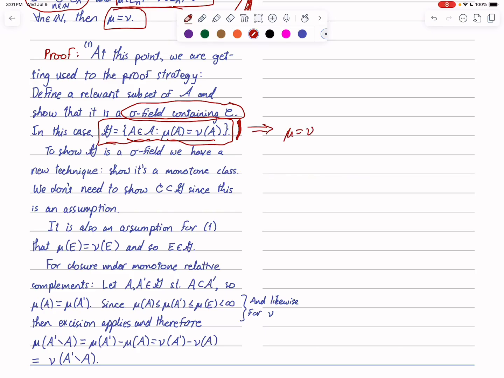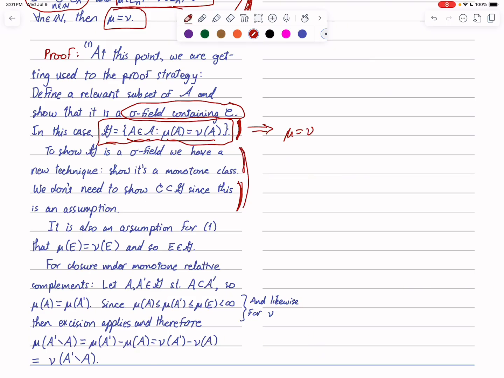So that's our strategy. We're going to try to show that G is a sigma field containing C. And in fact, showing that it contains C is nothing at all. That's one of the assumptions of the theorem. So we don't even have to do that part. But we do need to show that it is a sigma field.